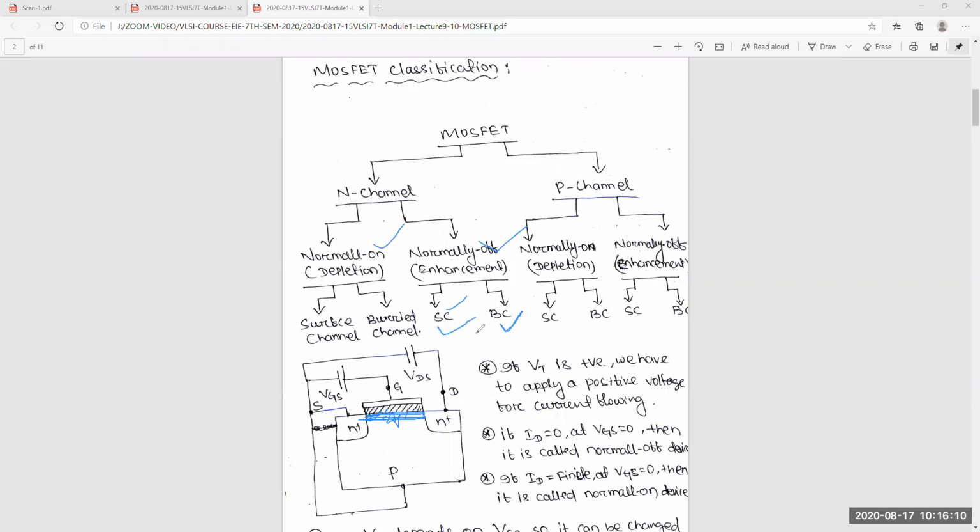It depends on the application. We cannot say which is more effective. Suppose we need a different threshold voltage. We have to do some doping or some implantation of charge in the channel region, so that we can change the threshold voltage. So it depends on the application. These options are there in the fabrication.